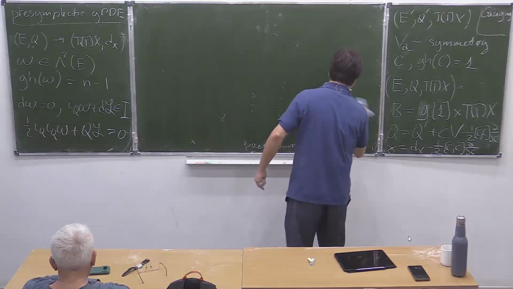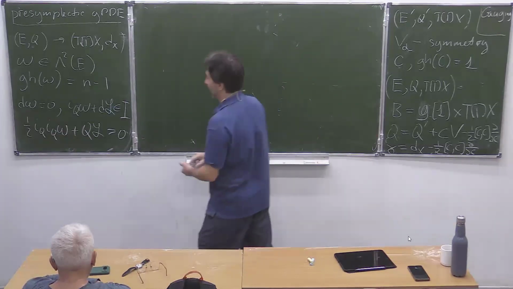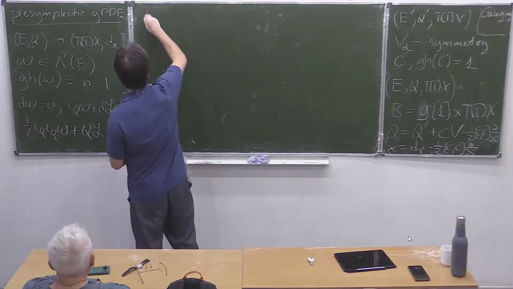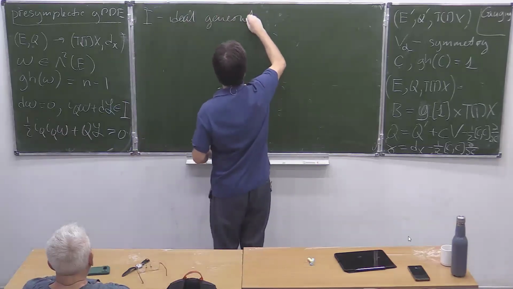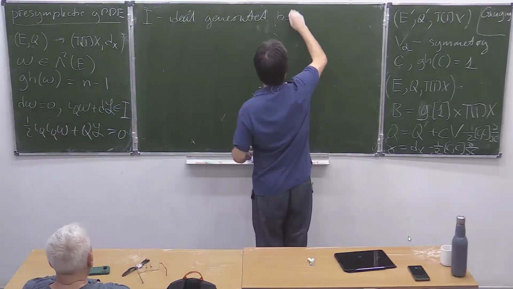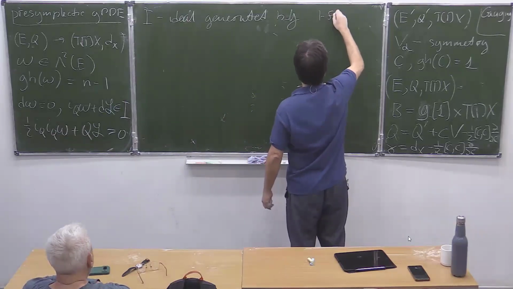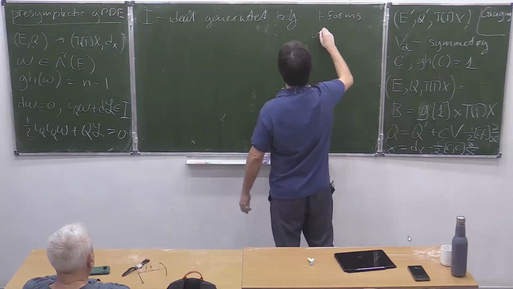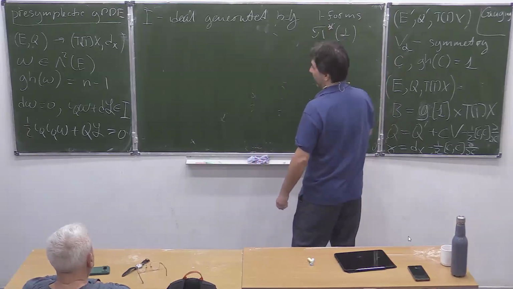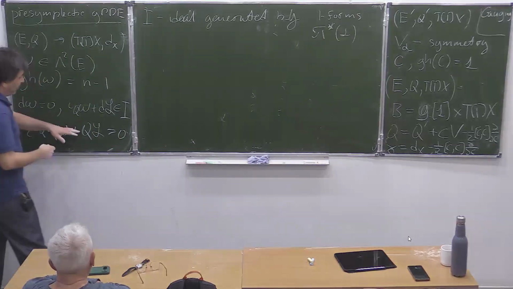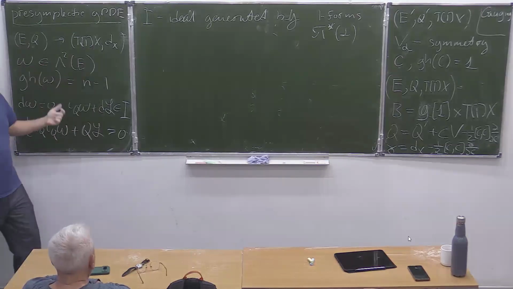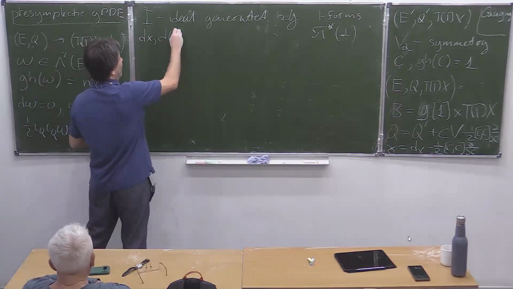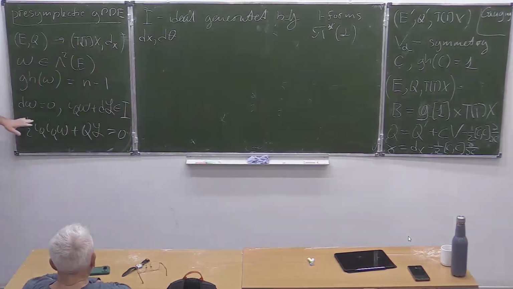So what is I? I is an ideal generated by one forms of the form pi star alpha. So I pull back my forms from the base, from T1x, and then generate the ideal. So roughly speaking, it is generated by dx and d theta in standard coordinates. So everything which comes from the base, non-zero forms from the base, generates this ideal.